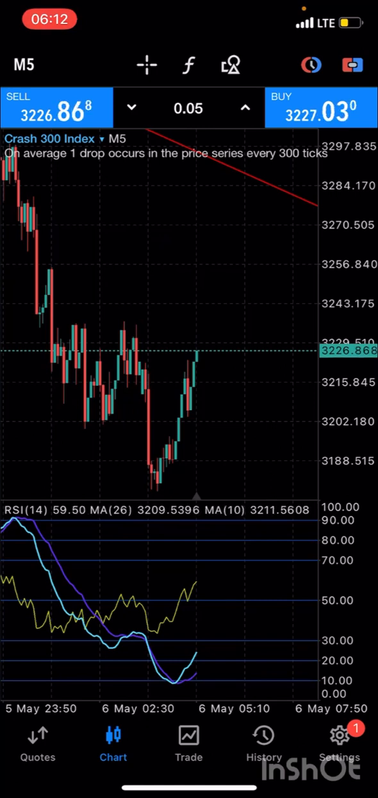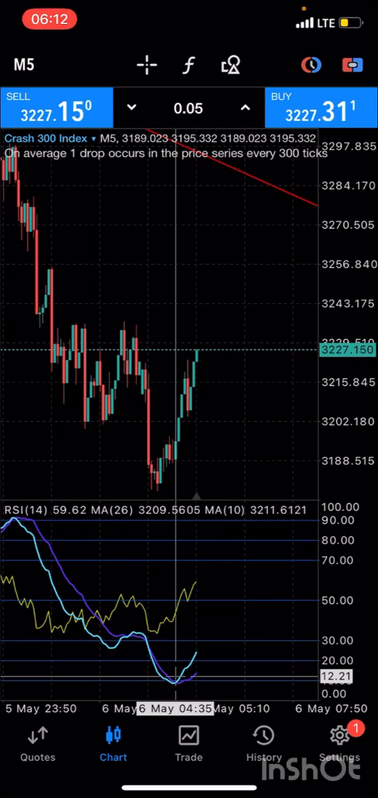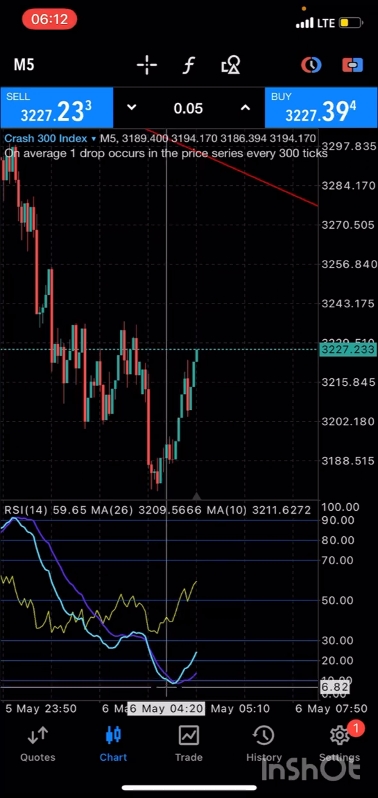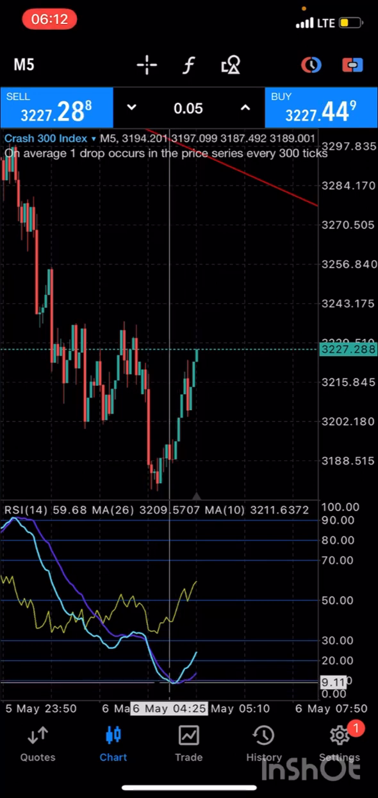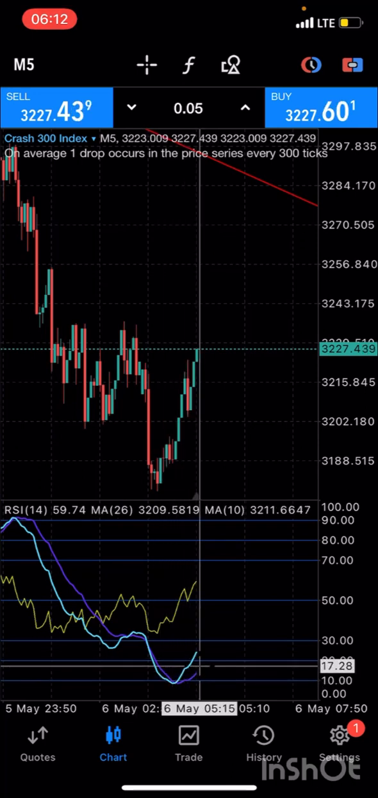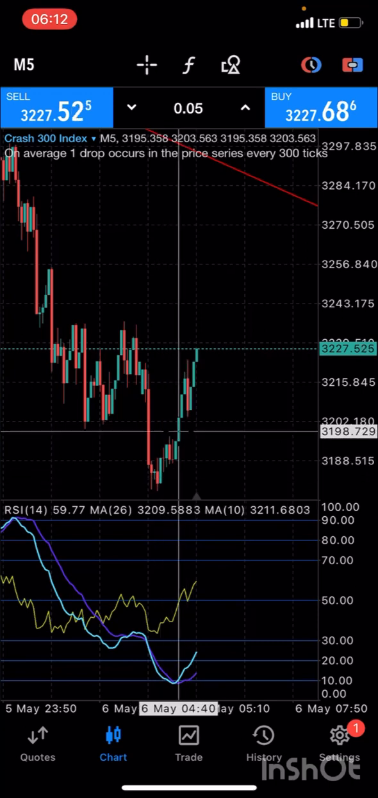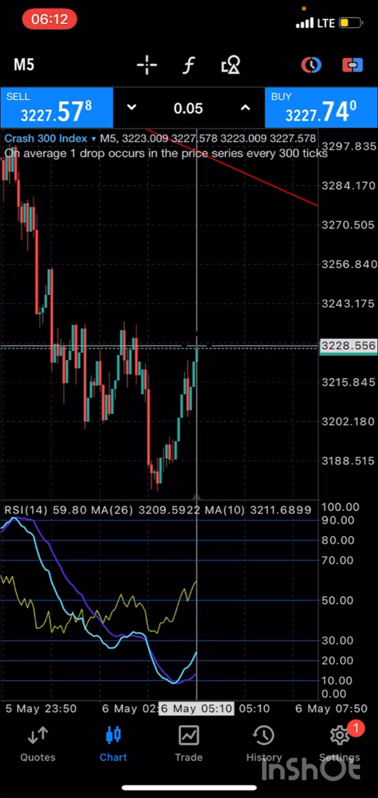So right now, you've seen that this market, once it got to level 10, started buying up. That's how you know. You look out for these two moving averages. Once they cross each other, you go in for a buy. And as you can see, the market has been buying, then rejected and kept buying.